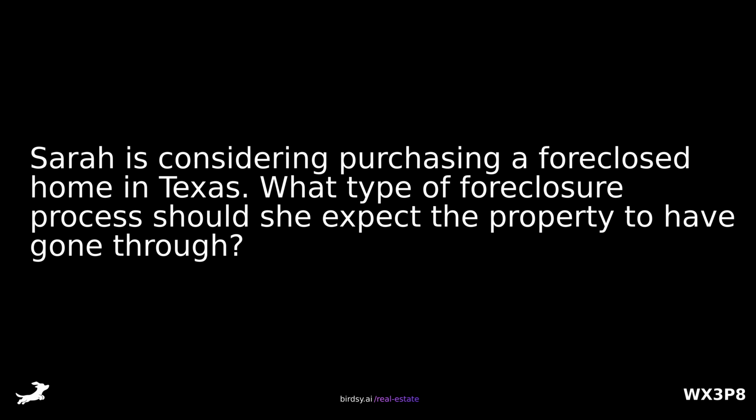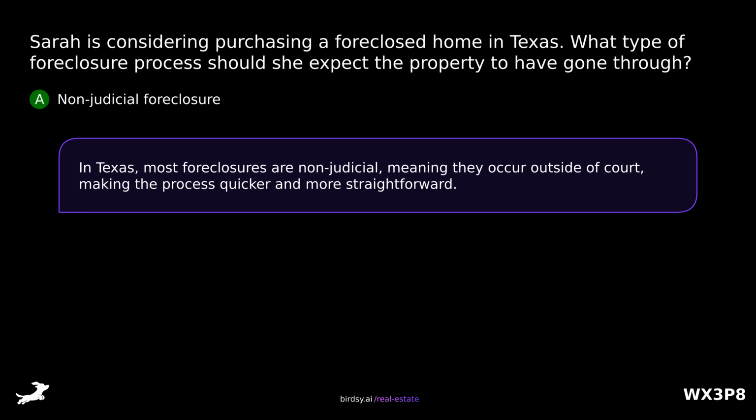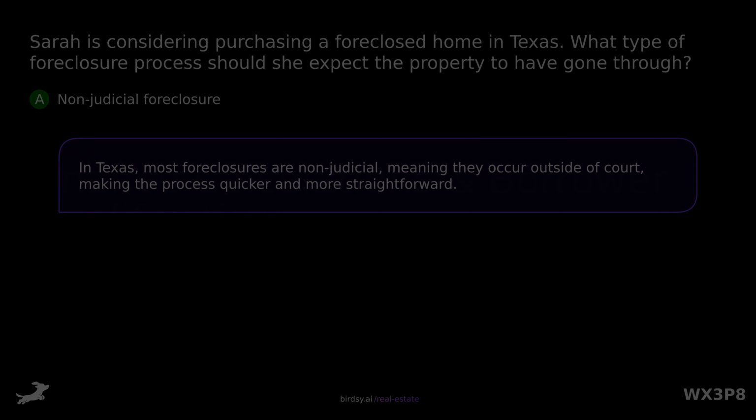Sarah is considering purchasing a foreclosed home in Texas. What type of foreclosure process should she expect the property to have gone through? Is it A, non-judicial foreclosure, B, judicial foreclosure, C, strict foreclosure, or D, voluntary foreclosure? The answer is A, non-judicial foreclosure. In Texas, most foreclosures are non-judicial, meaning they occur outside of court, making the process quicker and more straightforward.